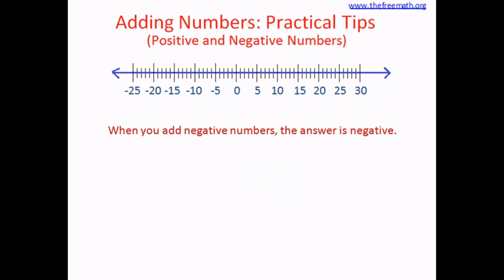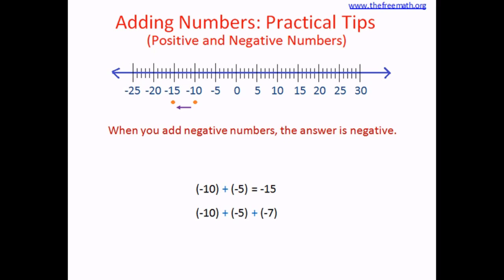The next one is when you add negative numbers, the answer is negative. Let's take an example. Negative 10 plus negative 5. Now, negative 10 means you face left and take 10 steps, so you reach here. The next number is also negative, so you continue to face left, and it is negative 5, so you go 5 steps forward, you reach here. The answer is negative 15, so the answer is negative. So this rule is correct.